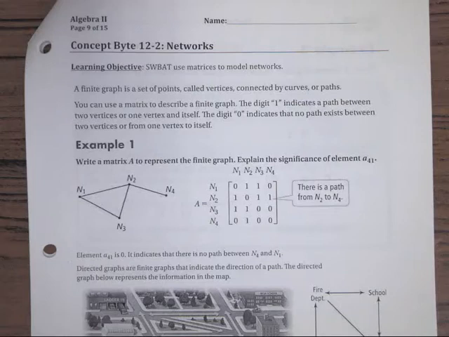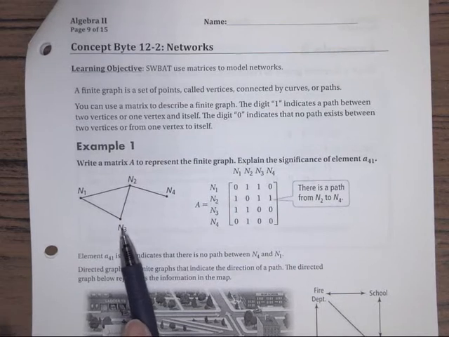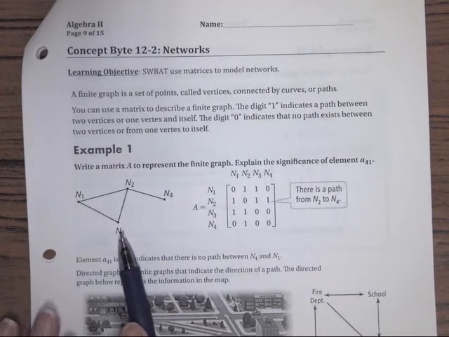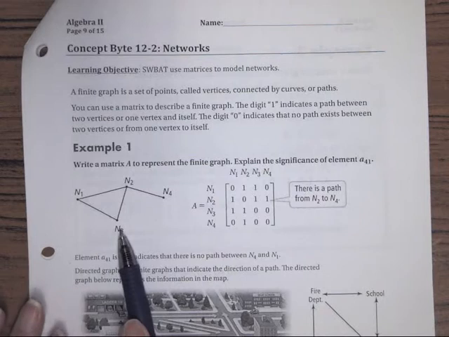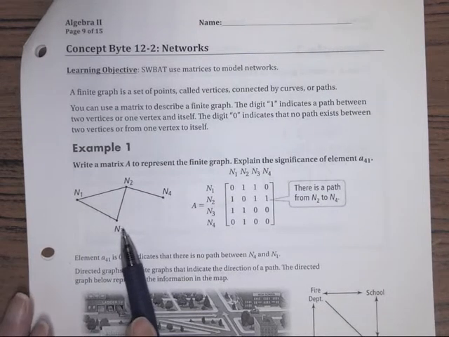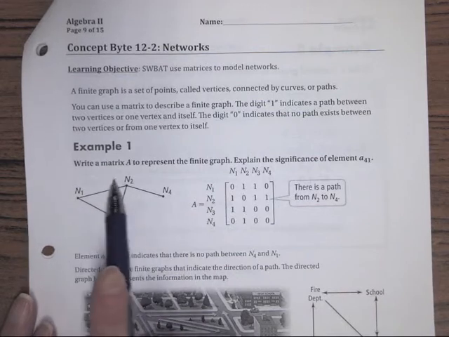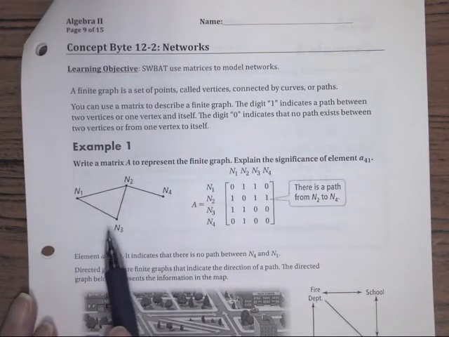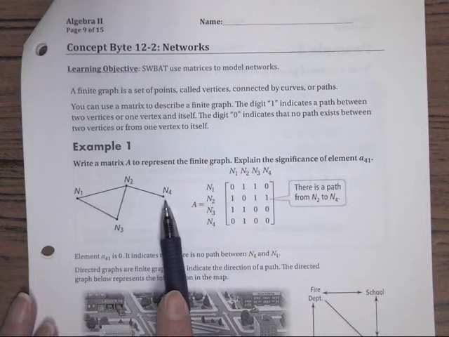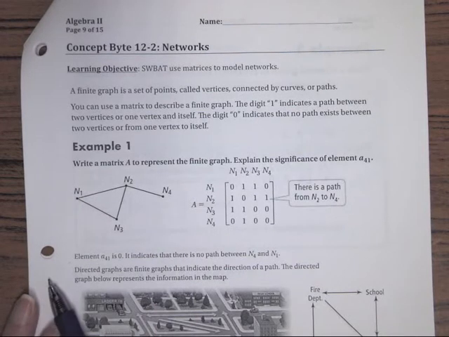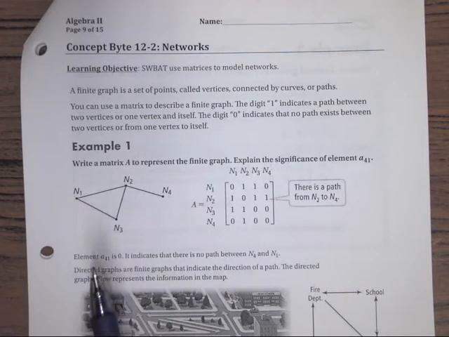What we're going to do today is use matrices to model networks. Here's an example of a network. A network is simply a bunch of different locations that may or may not have connections between them. I've got these four locations here, N1, N2, N3, and N4, and there are connections between some of them, and not between others.